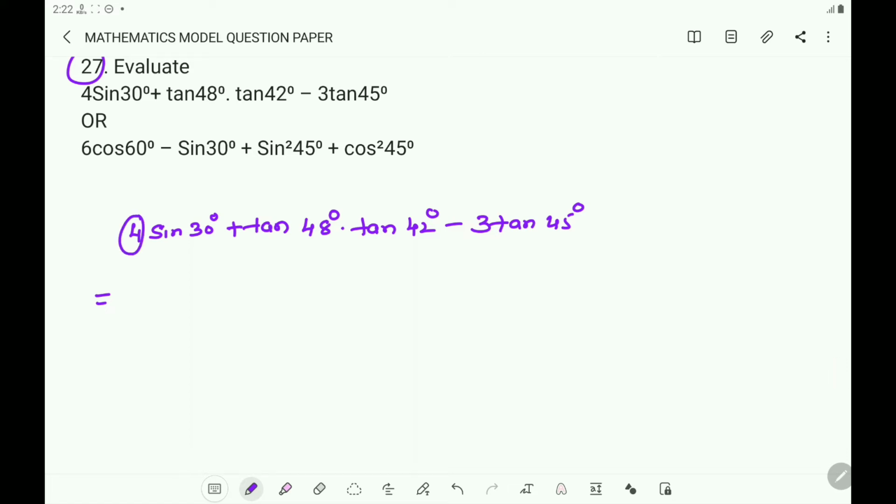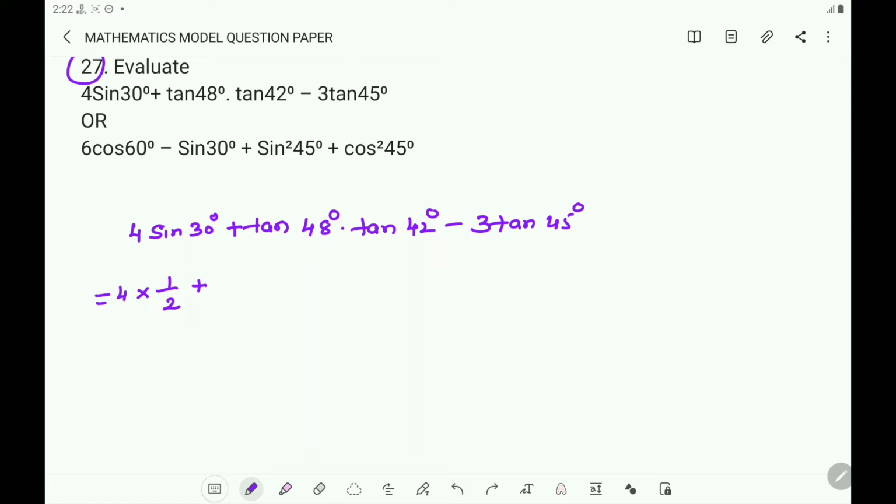Here you write 4 as it is 4. And what is the value of sin 30 degree? You know that sin 30 degree is 1 by 2, plus tan 48 degree into tan 42 degree. Here you observe the sum of 48 degree and 42 degree, that is 90, means they are complementary angles.